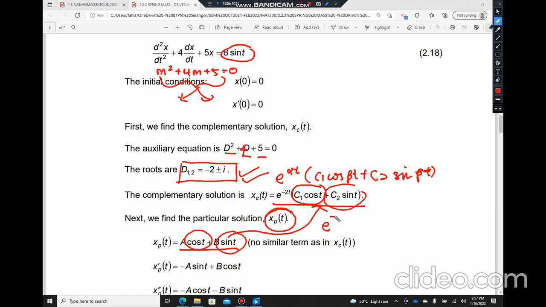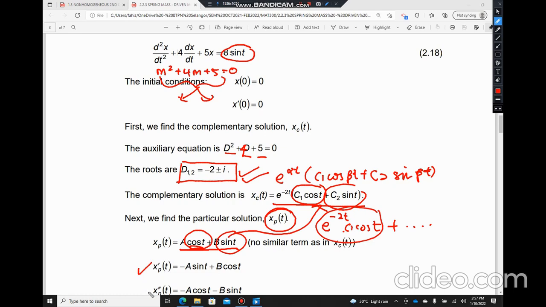So, kalau kita kembangkan, dia akan jadi C1 cos t, then, plus e^(-2t) C2 sin t. So, ni, dia tak akan sama dengan ini, sebab dia tak ada exponent kan. So, that's why no similar terms as in XC.